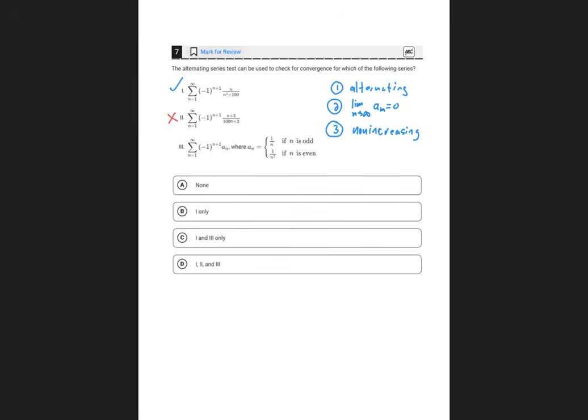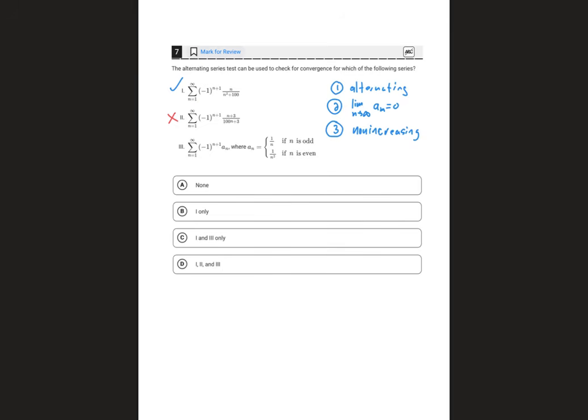Okay, so next one. So it has some kind of weird description. Definitely it's an alternating series because it has the (-1)^(n+1) term. But then it says it's a piecewise function that follows a different formula whether n is even or odd. So let's just plug in the first few values of n and see what's happening. Maybe the first 4 values or something.